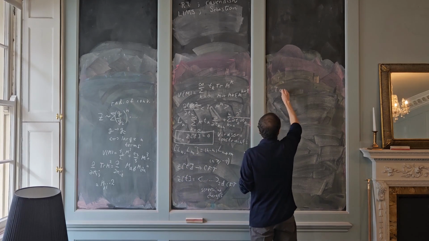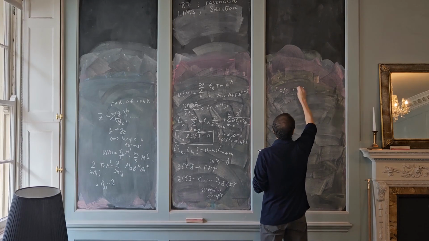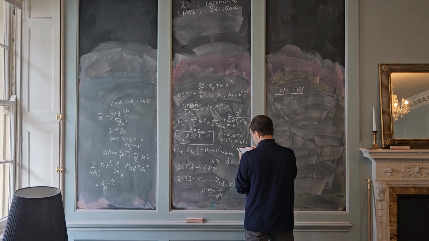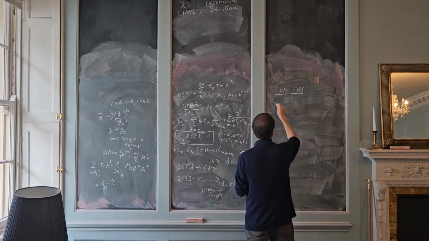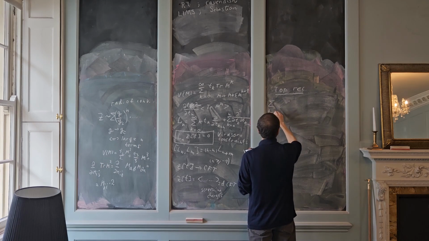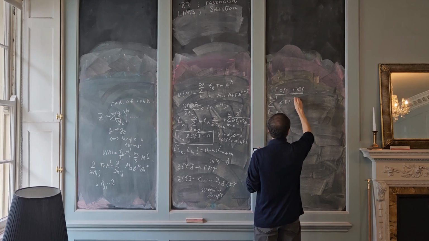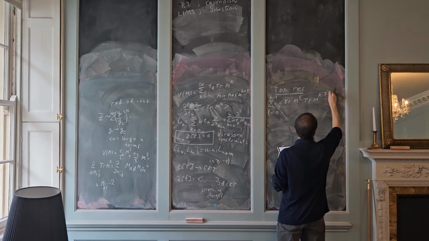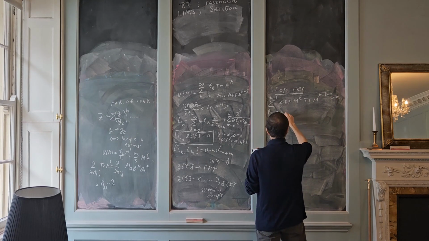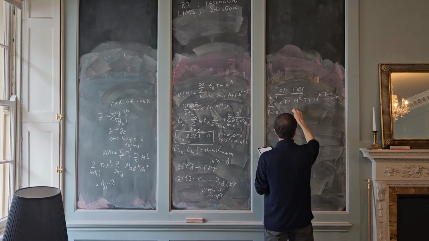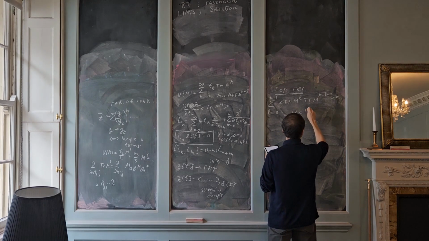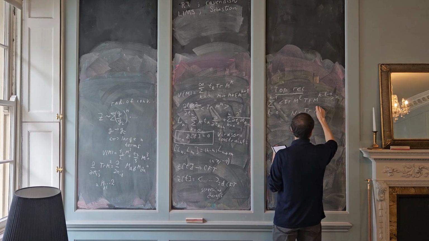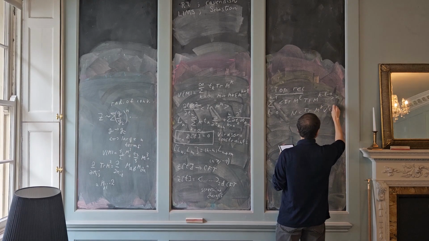So for that, let me rewrite the equation that I had here. This loop equation: the sum over L from 0 to k minus 1 of trace m^L trace m^(k-L-1) is equal to N trace m^k V'(m).